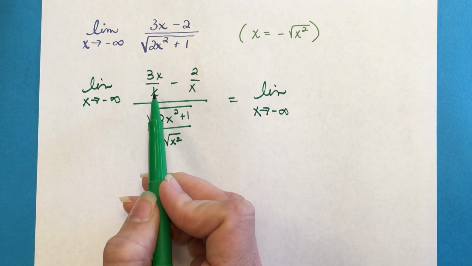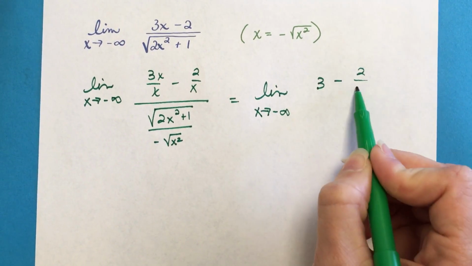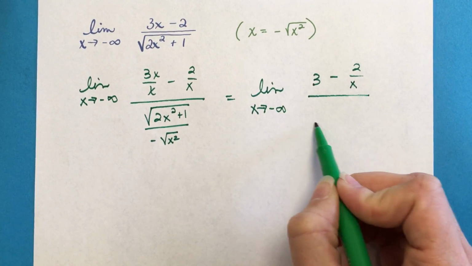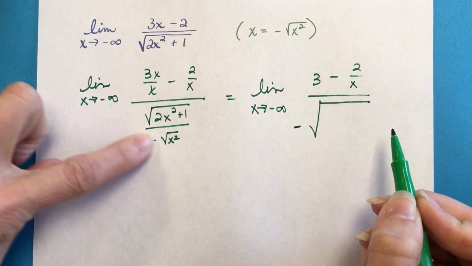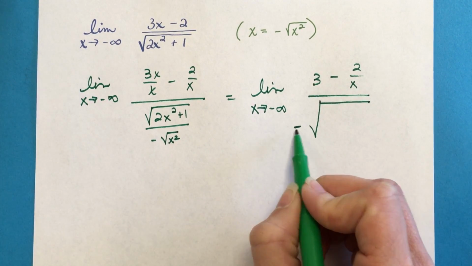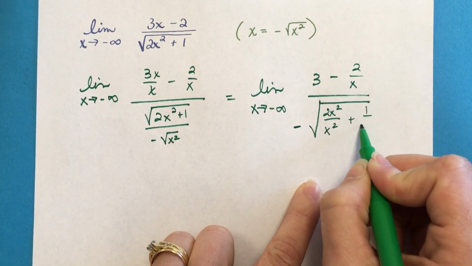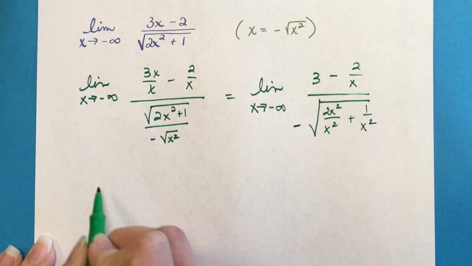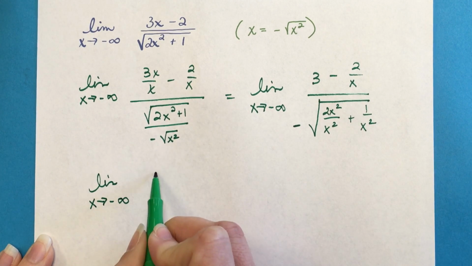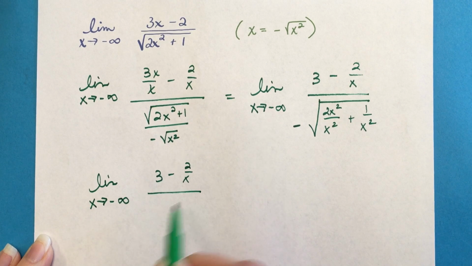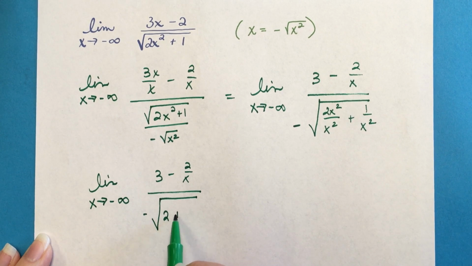Let's simplify the top. Here the x is canceled, which just leaves me with 3. Again, I can take this to just one big square root. The negative would just be out front; it's just like having a negative 1, so you'll have it out front. Then you'll have the 2x squared over x squared plus 1 over x squared. Here the x squareds cancel, which leaves me with 2.